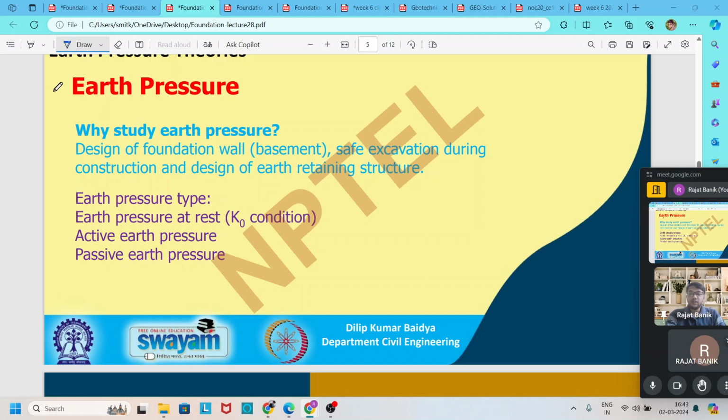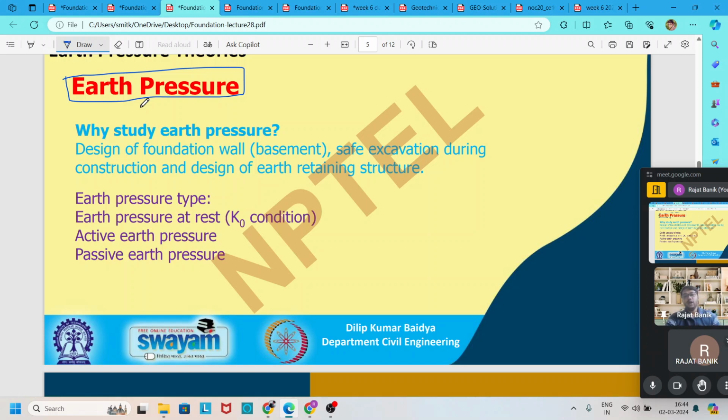Now we come to the different types of earth pressure during the construction of retaining walls. Why do we study earth pressure first? For the design of foundation walls, that is basements, safe excavation during construction, and the design of earth retaining structures. So we use the earth pressure study for the safe design of the basement wall, safe excavation during construction, and the design of the earth retaining structure.